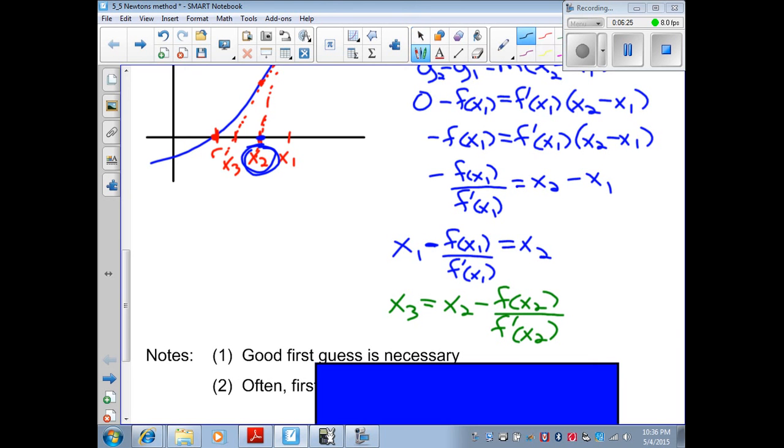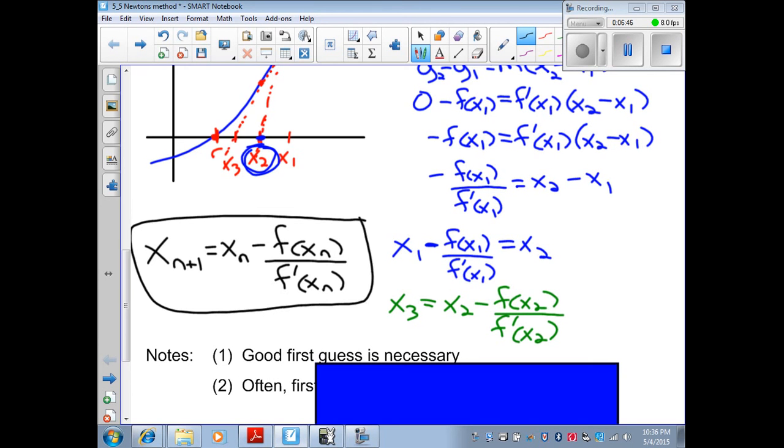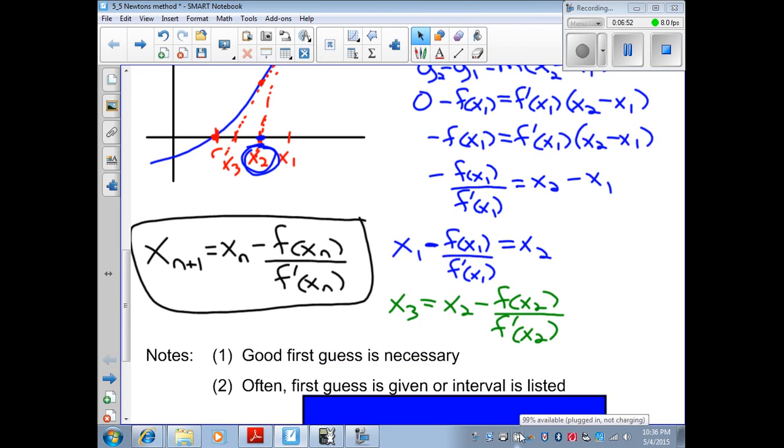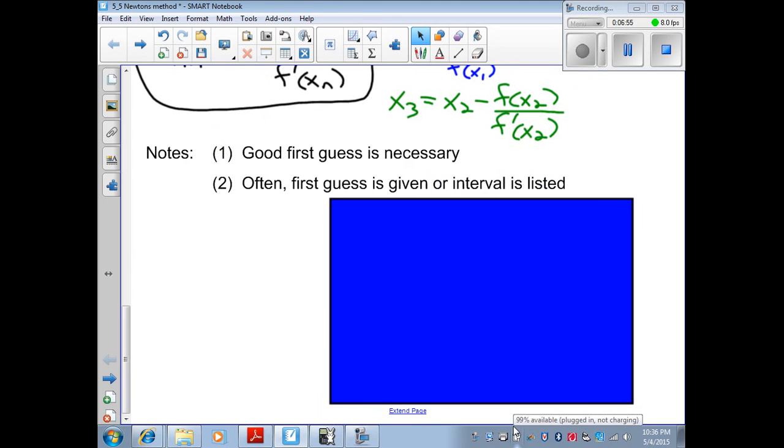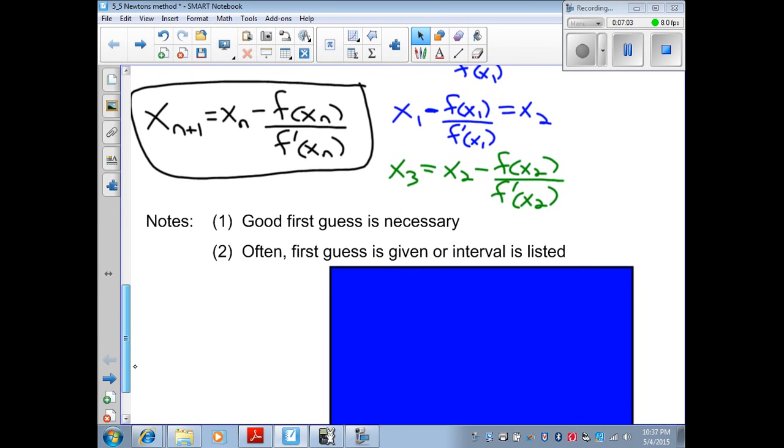Or generally, the n plus 1th x is going to be xn minus f of xn over f prime of xn. So you can do this process again and again, and very quickly, if you have a good first guess, you're going to get a great approximation. So note, a good first guess is necessary. Often the first guess is given or an interval is listed. We're going to quickly set this up for a couple little questions and just get the hang of what it looks like.